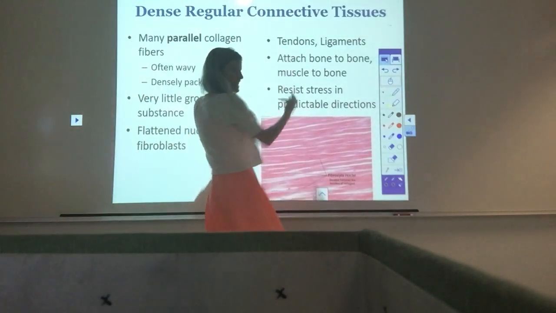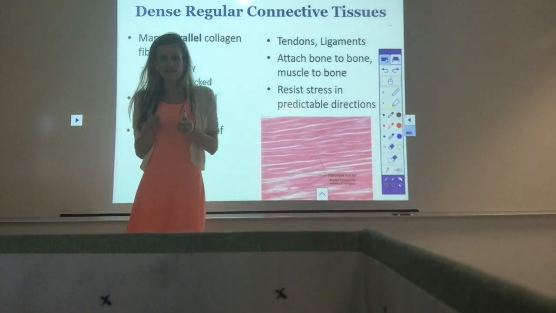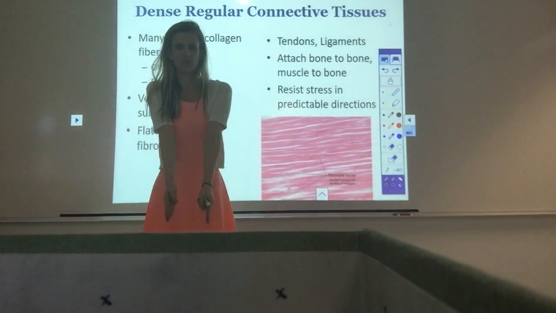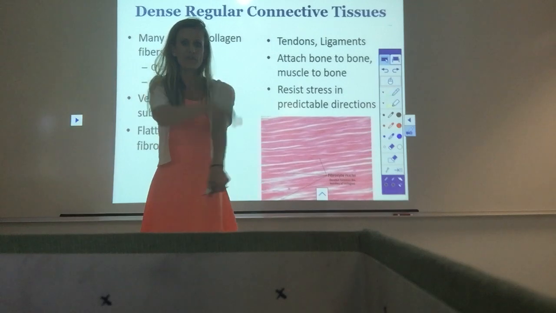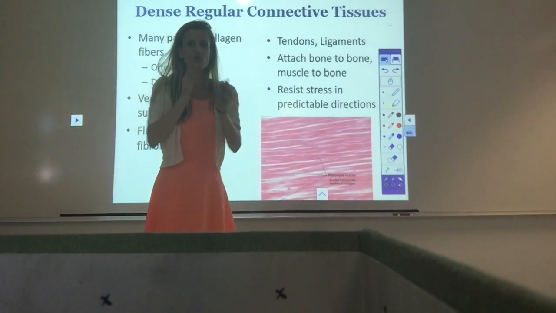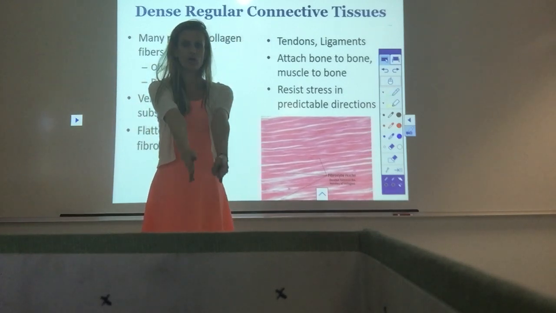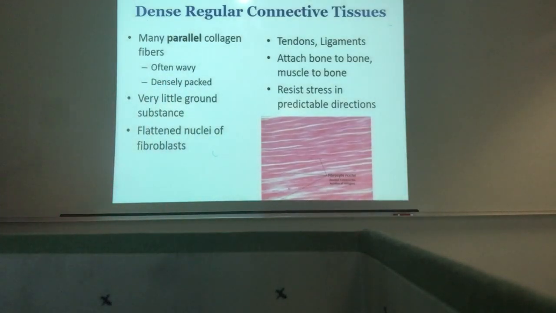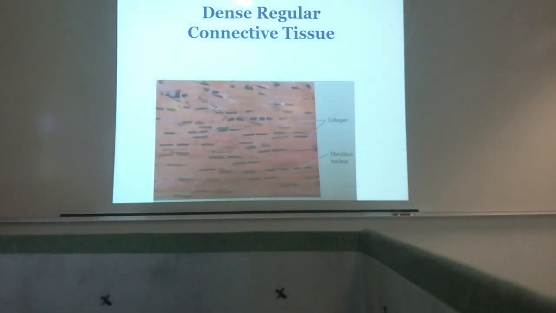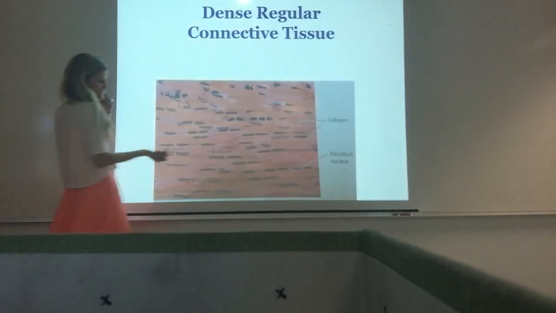We find it in tendons and ligaments because they have very predictable lines of stress. You know which way you're gonna pull on that tendon. So you orient the collagen fibers all along that predictable direction of stress. So this is dense, regular connective tissue.